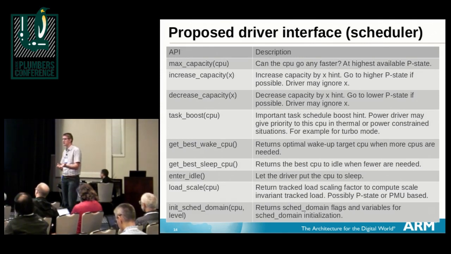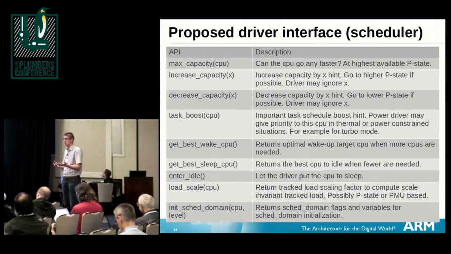Another interesting thing would be to have a way to ask the platform driver which CPU would be the best one to wake up. Right now, you just pick a random one, more or less, if you need an extra CPU. If you have, for example, an ARM system with two clusters, and you have one CPU which is idle in one domain, then clearly you should just pick that, so you don't need to power up a whole new domain.